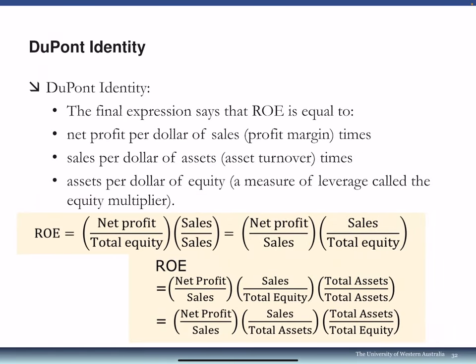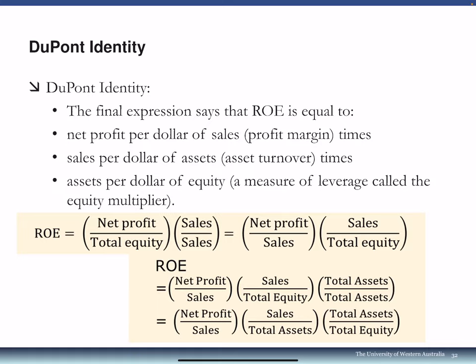So, DuPont identity. This line is a rather fancy way of expressing return on equity, which is the net profit over book value of equity. This clever transformation is known as the DuPont identity, which illustrates that a ROE figure can be interpreted as a product of three other figures.